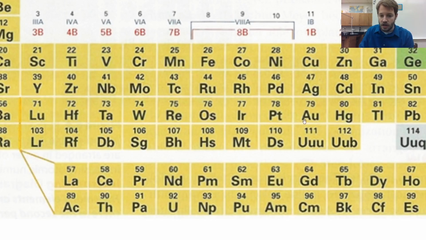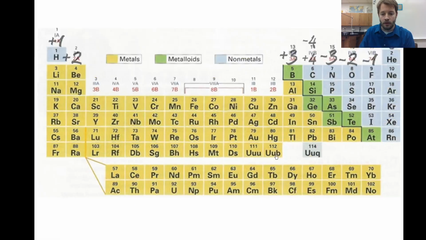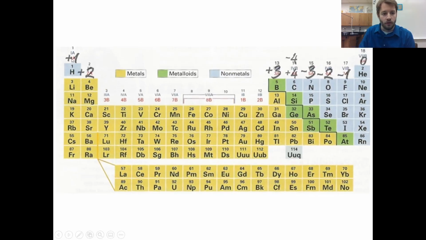There's a lot of different multivalent species, a lot of different metals in this area that can take on more charges. So if you remember the sequence at the top, +1, +2, +3, +4, -4, -3, -2, -1, 0, you're going to cover most of the periodic table.